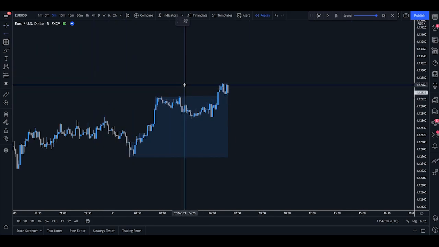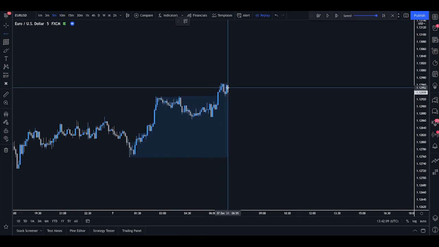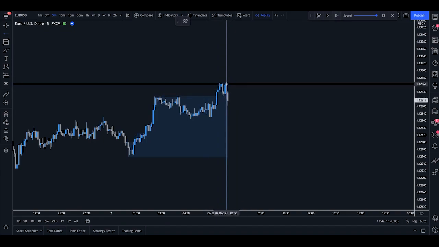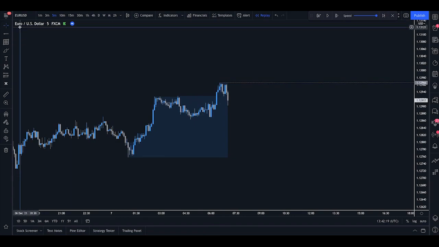So here we are on Euro USD. We are just at the close of the Asia session. This is around 7 a.m. And what we want to do is, first of all, wait for that range to finish. So this is the final point of the range. And then we want to mark the high of the range and the low of the range.